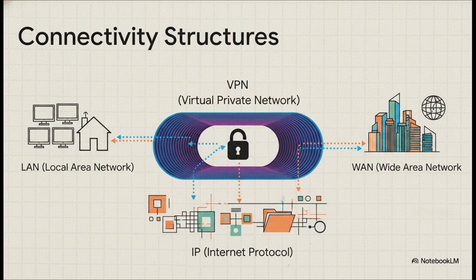And hey, if you need a secure, encrypted tunnel across those wider networks, that's when you bring in a VPN, a virtual private network. Now, the thing actually dictating the underlying routing for all this traffic, basically making sure your data packets get from point A to point B, is the IP, the Internet Protocol. Put all these together, and they completely define the scope and security of our connectivity.